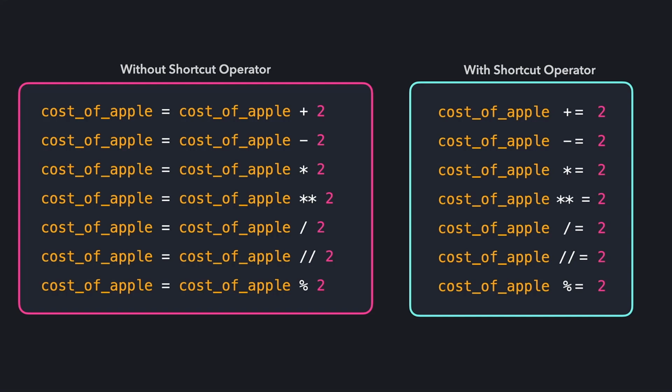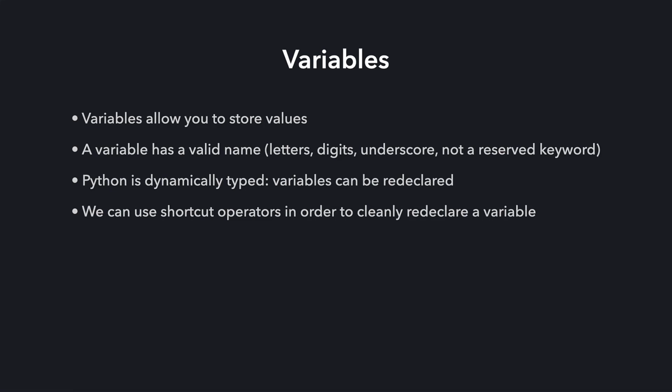Let's summarize the things that we've just learned about variables. With variables, we can store values. We give a variable a valid name, namely a name that starts with a letter and contains uppercase or lowercase letters, digits, or an underscore. The name of a variable cannot be the name of a reserved keyword. Python allows us to redeclare variables over time, just by assigning it a new value. This can also be done with a shortcut operator that makes it easier for you to write shorter and cleaner code.